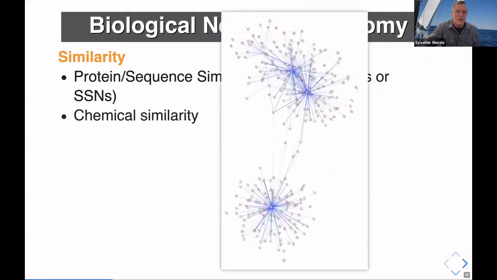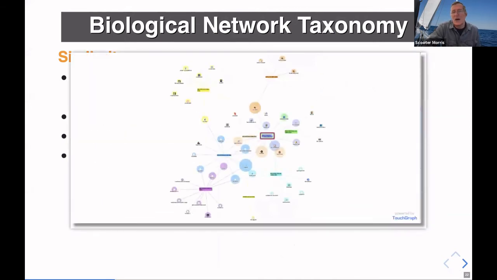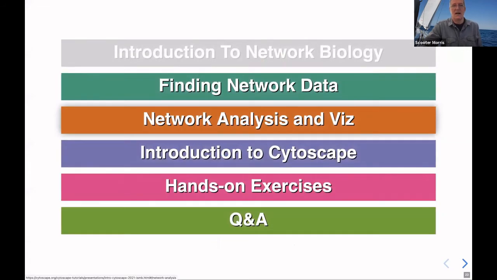Chemical similarity, Tanimoto coefficients, people have probably heard about those, and I think that's a very common network type. Ligand similarity, another kind of network. And in the non-biological world, you can just think of topic maps and tag clouds. All of these are looking at some sort of metric of similarity. All right, so that is the briefest of introductions to network biology, and we can go into a lot more depth on a lot of that.